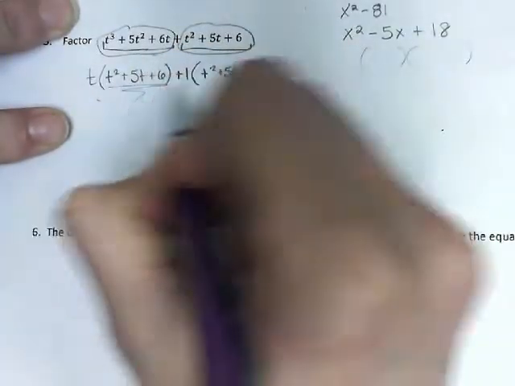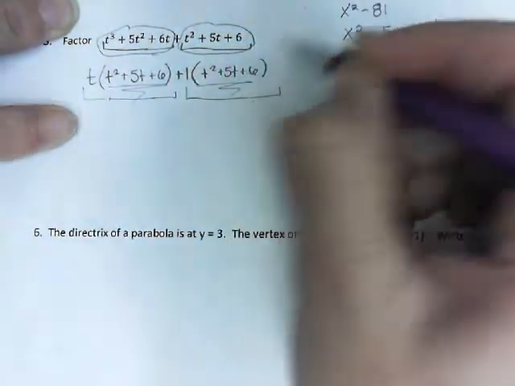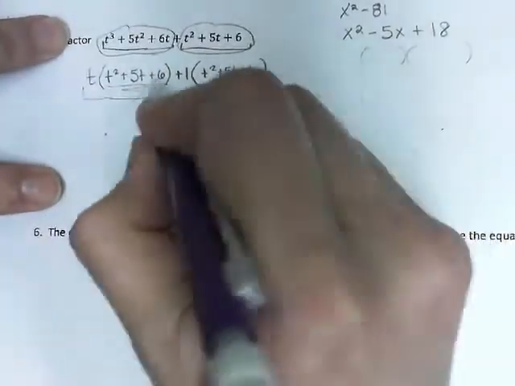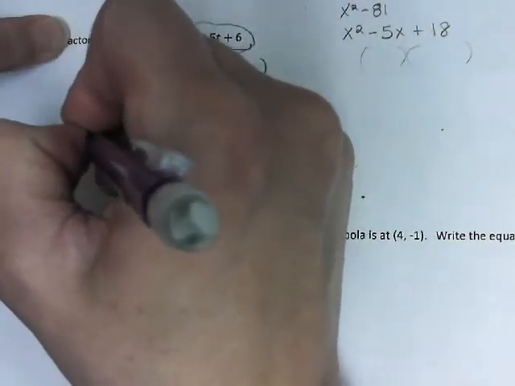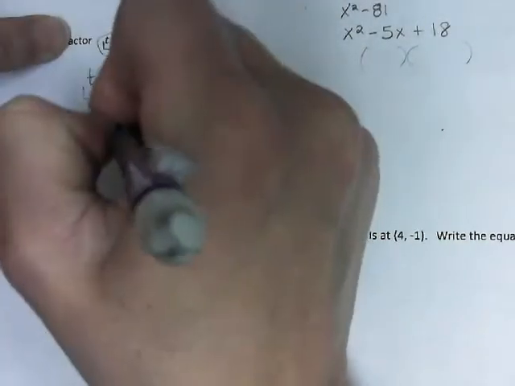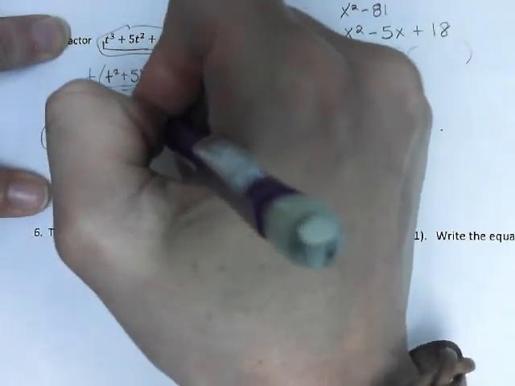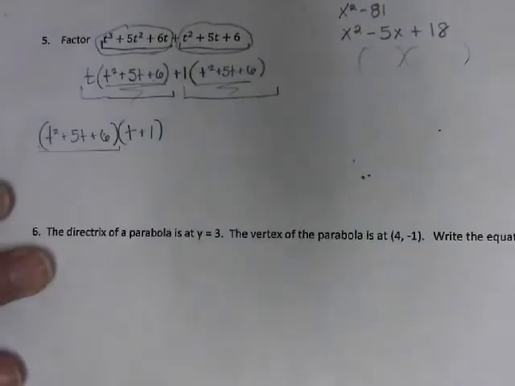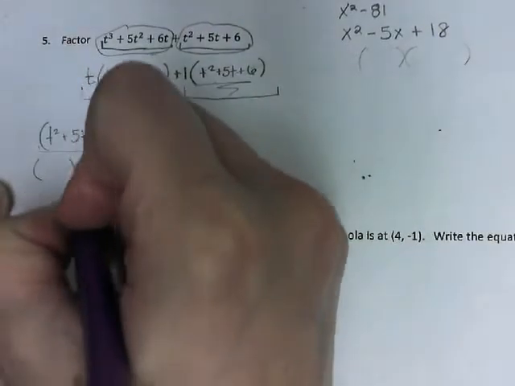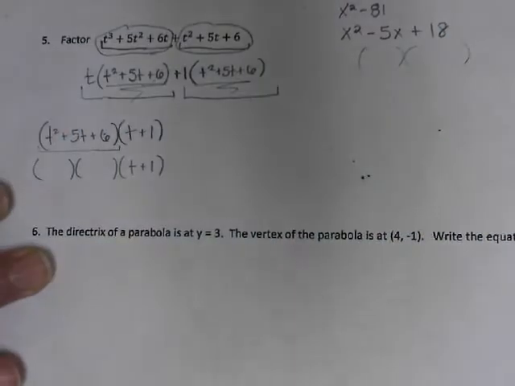And these do match. So now if I look at these as if they're 2 terms, they have the same trinomial. So I'm going to pull that trinomial out in front, and I'm left with t plus 1. Now, this is a traditional looking trinomial. So this I would look to factor further by guessing and checking.